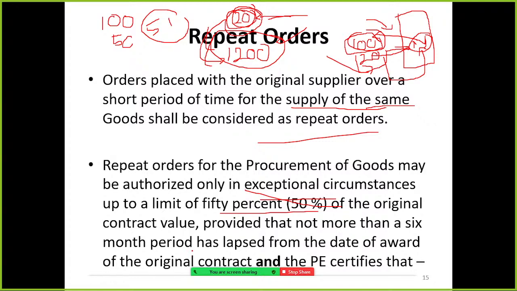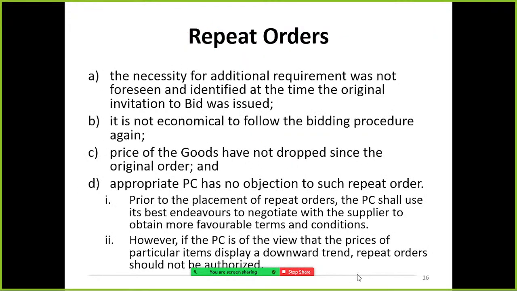provided that not more than a 6-month period has elapsed from the date of award of the original contract, and the procuring entity certifies that the necessity for the additional requirement was not foreseen and identified at the time the original invitation to bid was issued, and it is not economical to follow the bidding procedure again. Getting quotations and advertising an invitation for bid in the newspaper is a time consuming, long process. So rather than go for that, they can go for a repeat order.